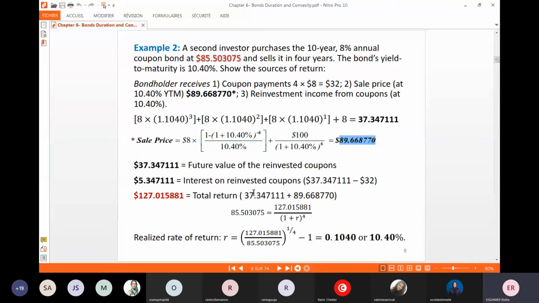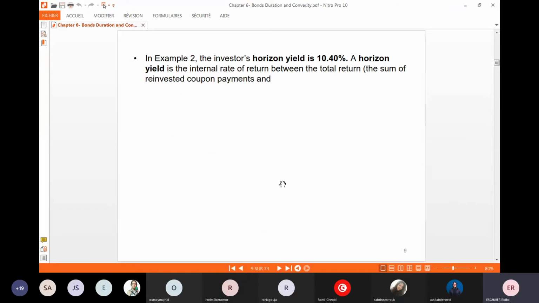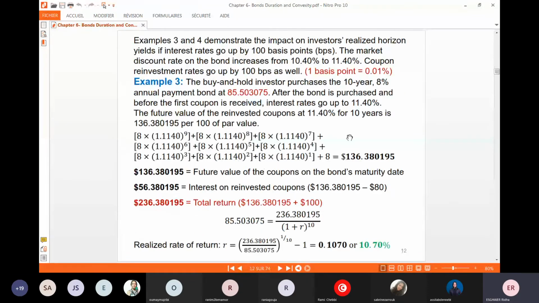For Example 3 and Example 4, we will assume that the market interest rates, the yield to maturity, which is also called the required rate of return on the bond, which is also the reinvestment rate of any coupon to be received by the bondholder, increase from 10.4 to 11.4. The increase from 10.4 to 11.4 is an increase of 1 percentage point. It was 10.4 and we added 1%, we did not multiply it by 1 plus 1%.